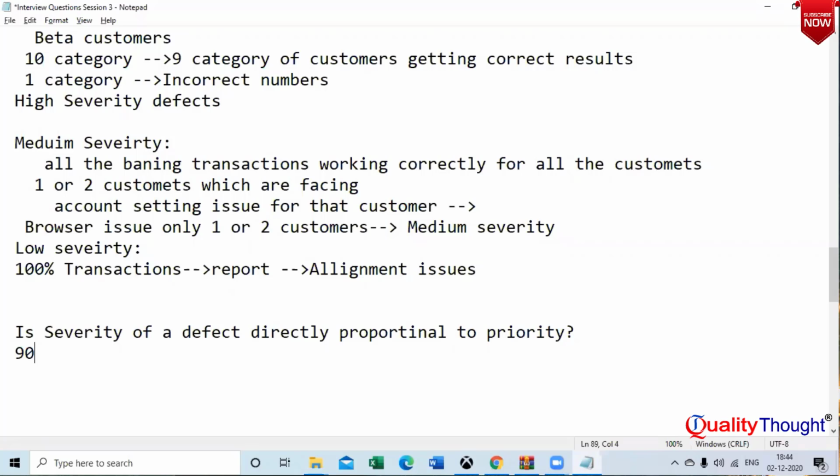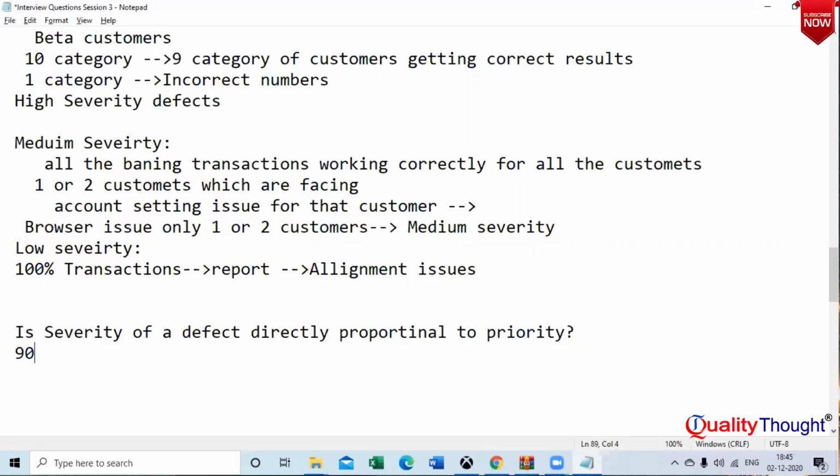where severity and priority differ: high severity, low priority, or high priority, low severity. There are some situations where severity and priority are directly proportional, and some situations where severity could be high and priority low. In the majority of real-time scenarios, severity high means priority high, severity low means priority low, but that is not 100% true.